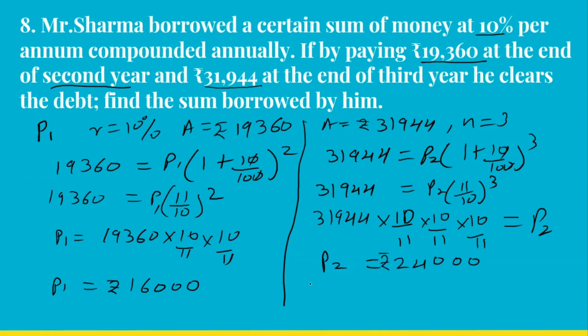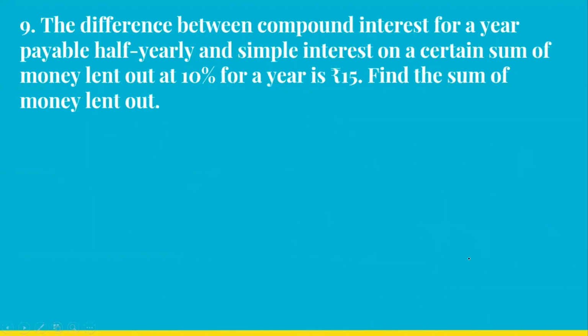Okay. So find the sum borrowed by him. The total sum borrowed by him is 16,000 plus 24,000, which is rupees 40,000. Got it? So this was the sum borrowed by Mr. Sharma in the beginning. Got it? Let's move on to question number 9.